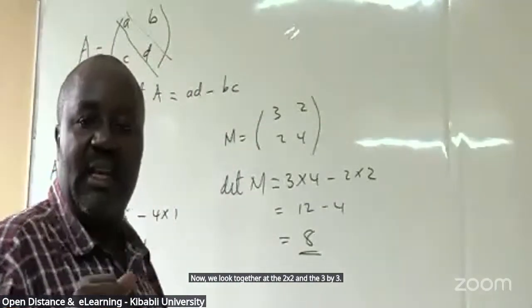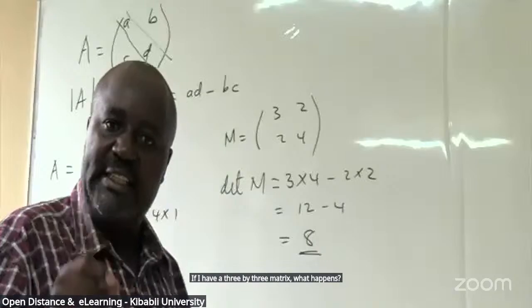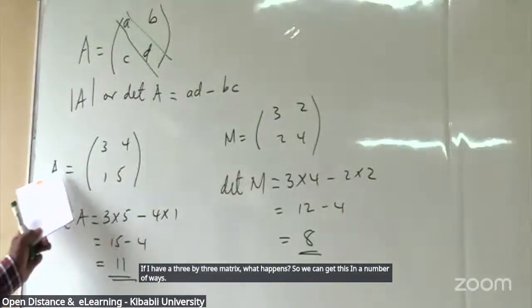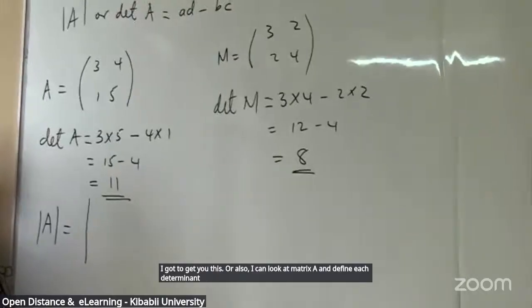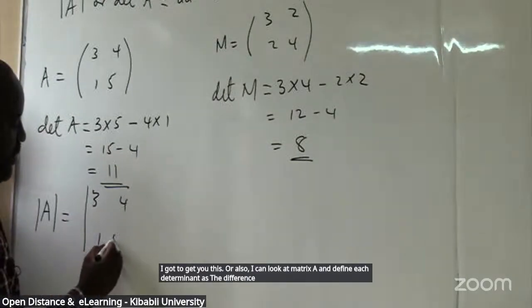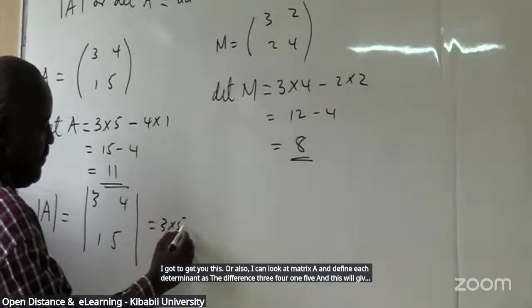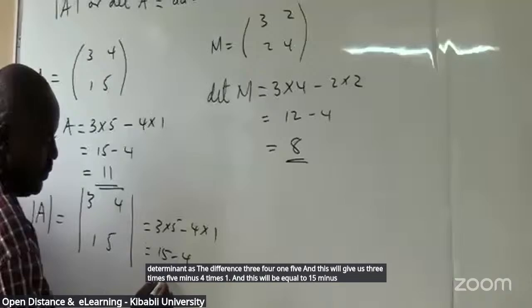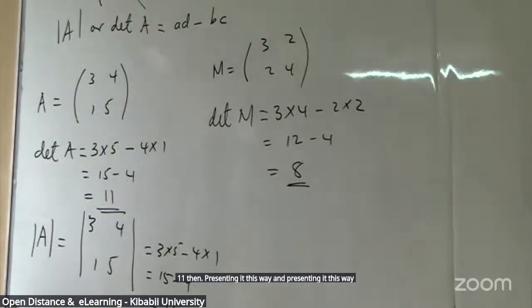If I have a 3 by 3 matrix, what happens? So we can get this in a number of ways. That matrix A, I can get this, or also I can look at matrix A and define its determinant as the difference, 3, 4, 1, 5, and this will give us 3 times 5 minus 4 times 1, and this will be equal to 15 minus 4, and that equals 11. Presenting it this way and presenting it this way is one and the same thing.